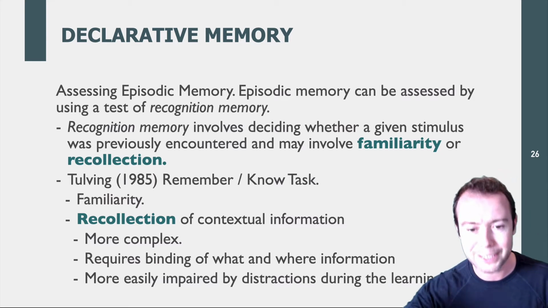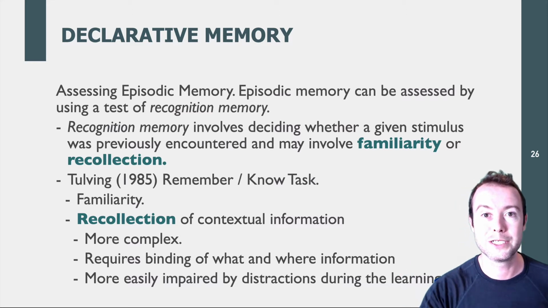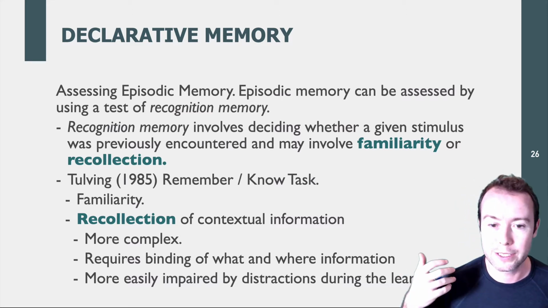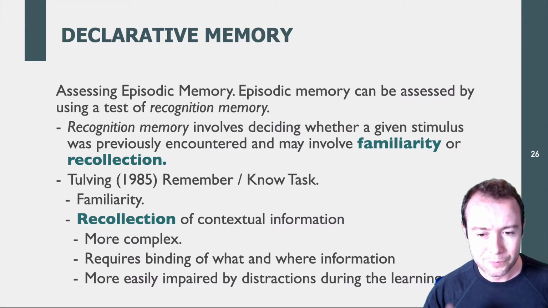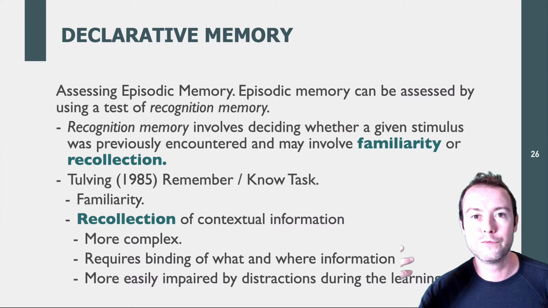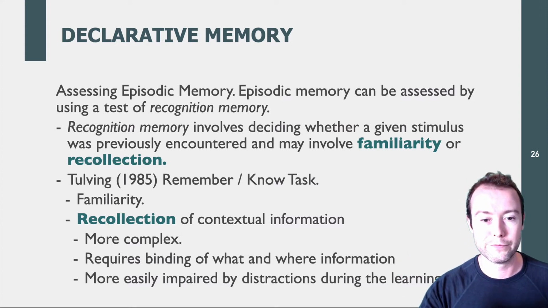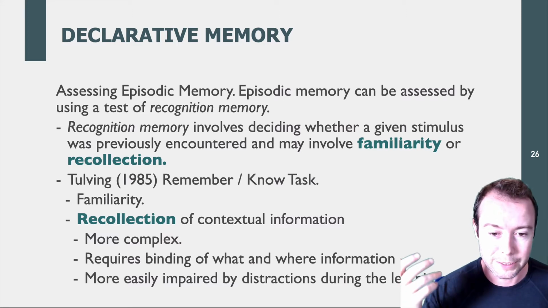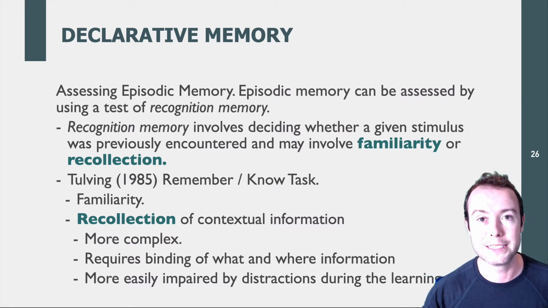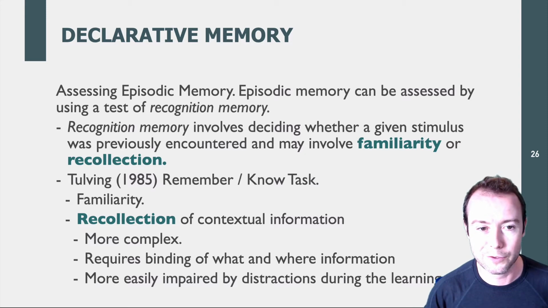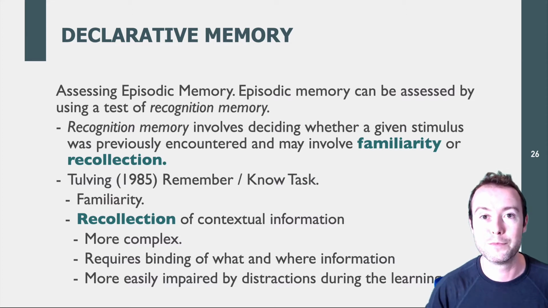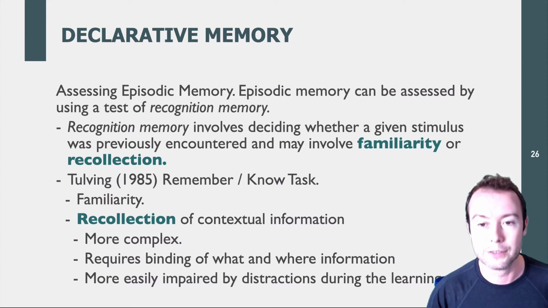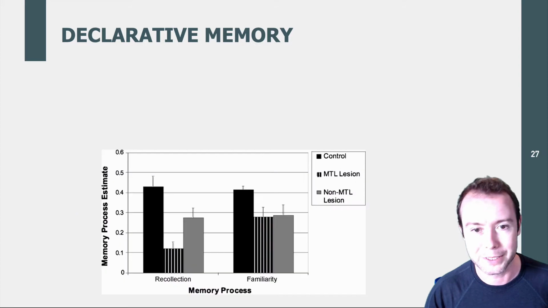We've got to bind together the information about what something is with where. Where was it that you saw this information? Whereas in contrast, familiarity, to know that you recognize somebody, just requires the what piece of information. It doesn't require the binding together of these two bits. And there's evidence that this kind of binding of information requires integrity of the hippocampus and the medial temporal lobe.